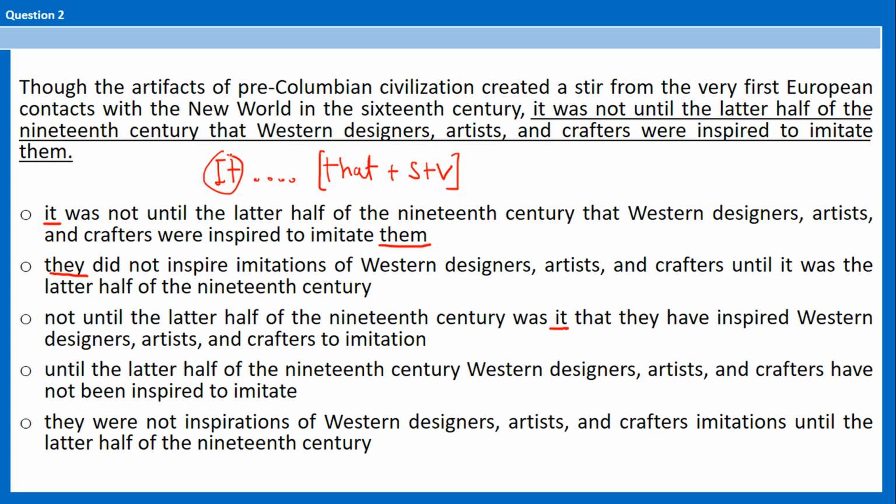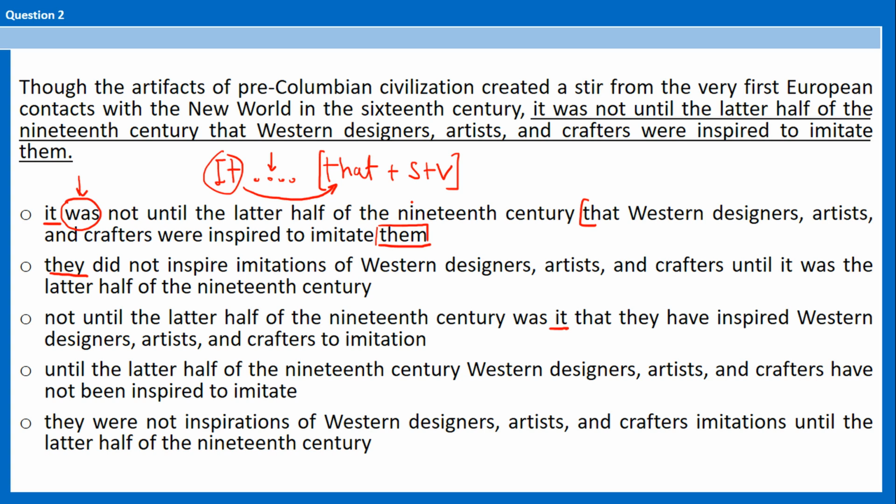Okay, so the placeholder it can replace a that clause. Usually somewhere after it you have a verb to be, such as was or were. Usually was or is, singular. It was not until the later half of the 19th century that Western designers, artists, and crafters were inspired to imitate them. Okay, so what is them referring to? Is it clear? To imitate what? Yeah, I think the noun them is replacing is clear.